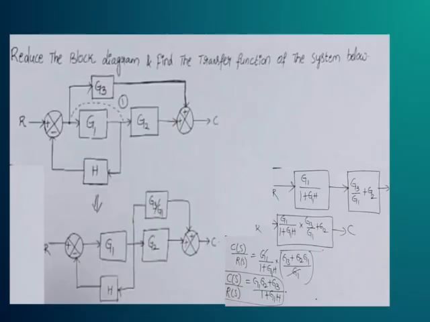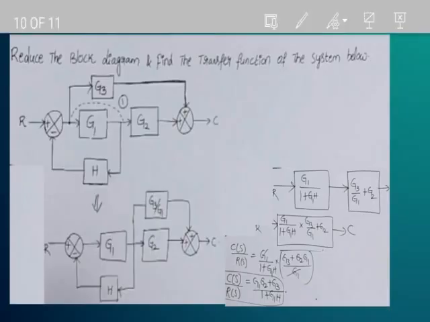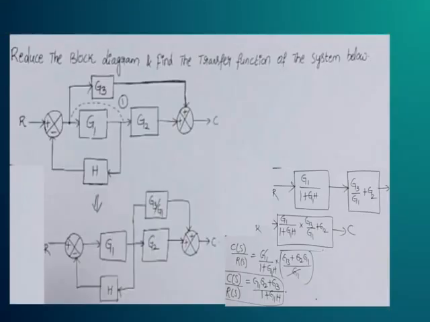So R is the input, C is the output. The transfer function, output by input, C of S by R of S, is G1 by 1 plus G1 H into G3 by G1 plus G2, and G1 and G1 get cancelled. The transfer function C of S by R of S is G2 G1 plus G3 by 1 plus G1 H, as the resultant transfer function.